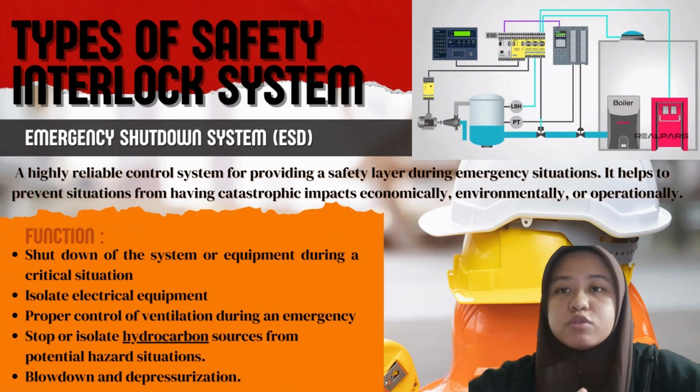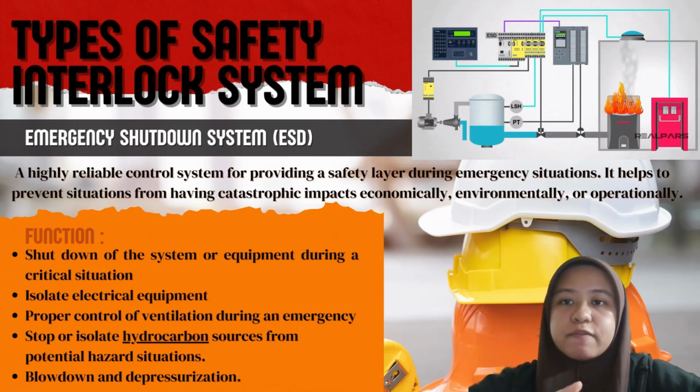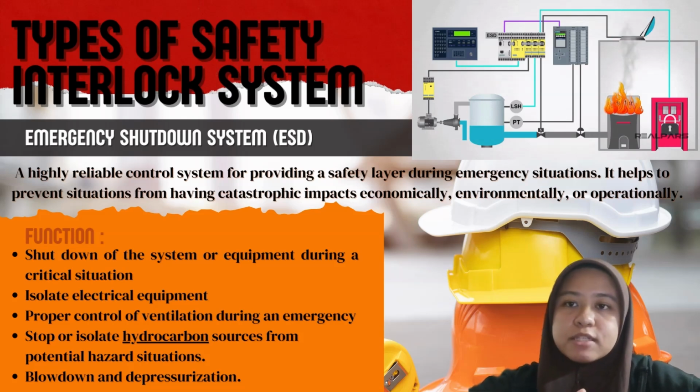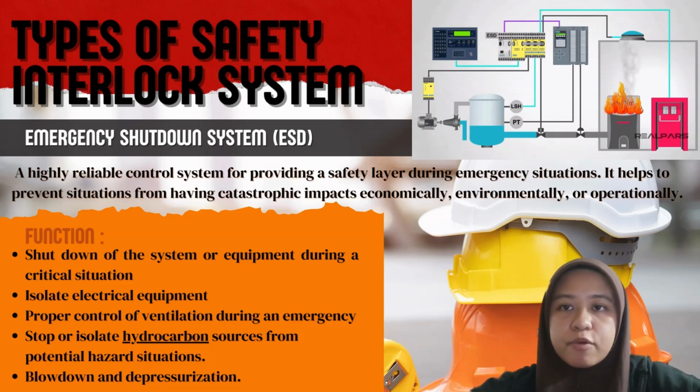So next, I would like to talk about types of safety interlock system. First, there is the emergency shutdown system. Emergency shutdown system is a highly reliable control system for providing a safety layer during emergency situations. It helps to prevent situations from having a catastrophic impact economically, environmentally, or operationally.